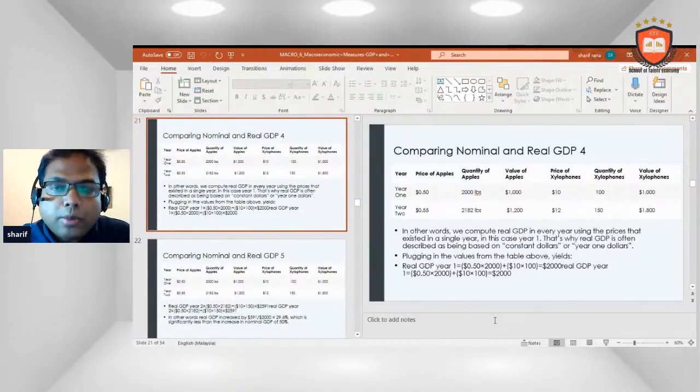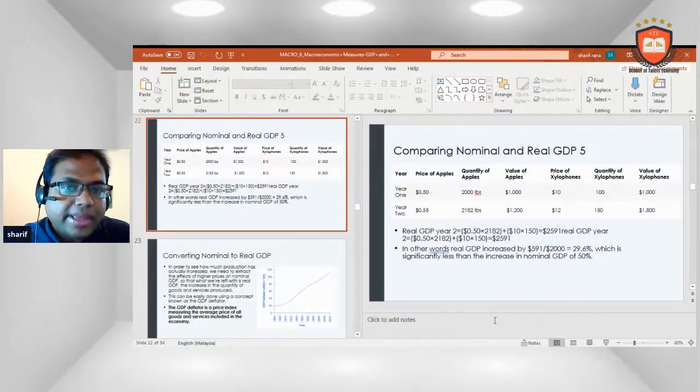In other words, we compute real GDP in every year using the prices that existed in a single base year. That's why real GDP is often described as being based on constant dollars or base-year dollars. Plugging in the values from the table above, real GDP is equal to 0.5 multiplied by 2000, so it will be $2,000 real GDP.